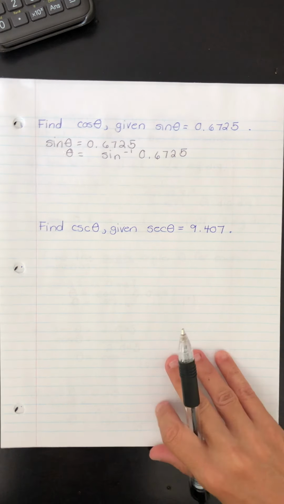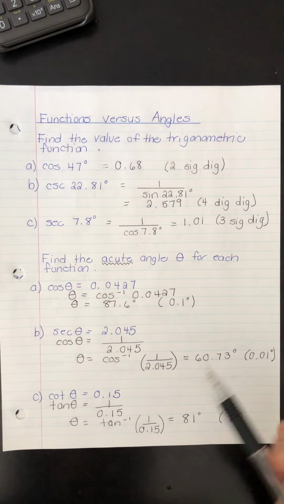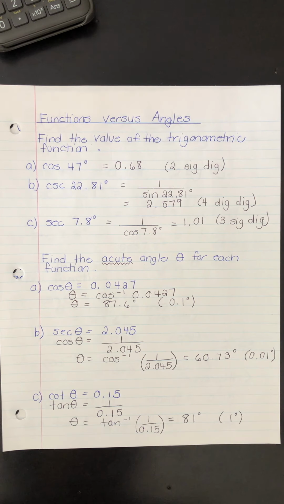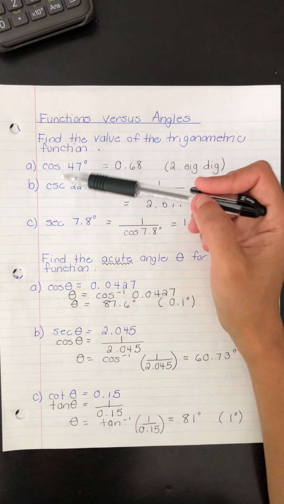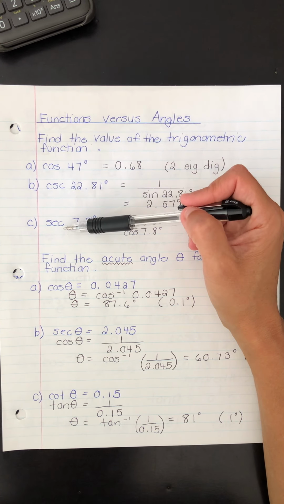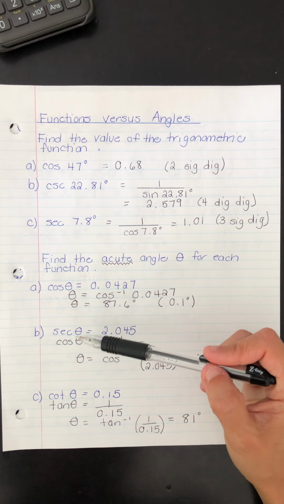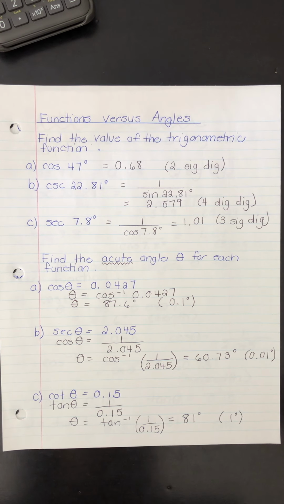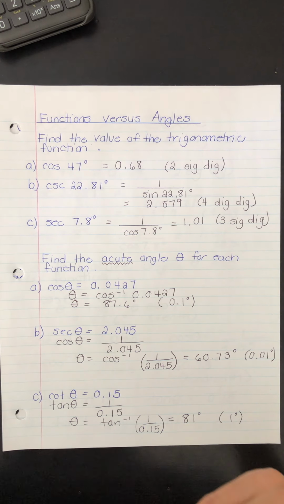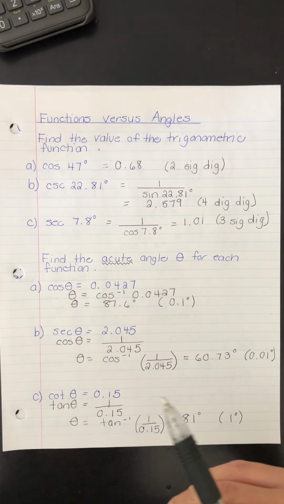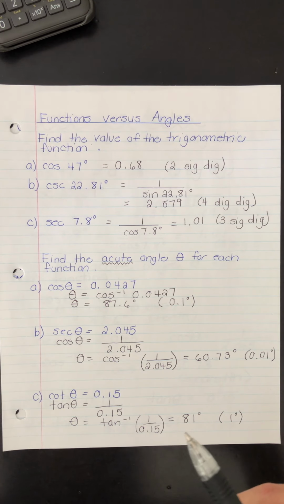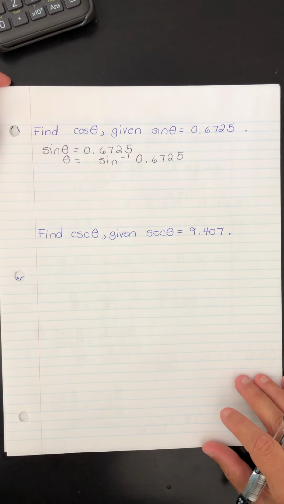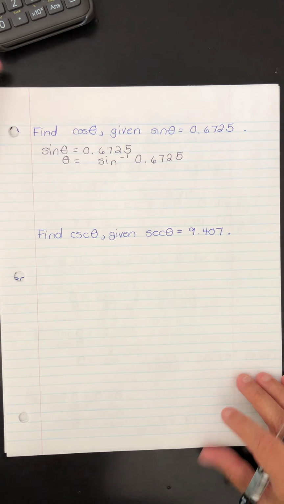The only time we had to do 1 over is when the original function, cosecant, secant, and cotangent, were reciprocal functions. They were not one of the functions on the calculator. Okay, so when you're given sine, cosine, and tangent, you will not be doing any 1 over.